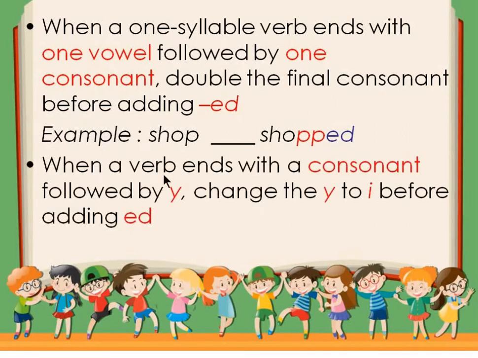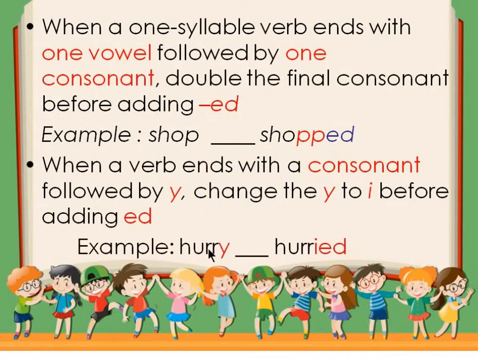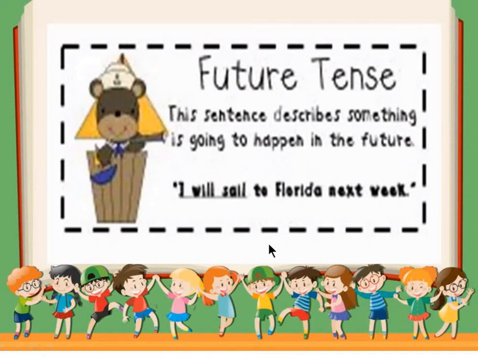Next one, when a verb ends with a consonant followed by y, you're going to drop the y, then you will change it into I before adding the ed. Like this example. Next one. The future tense verbs.